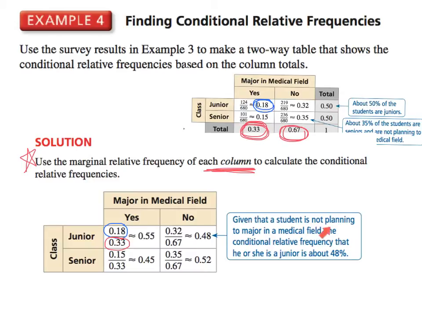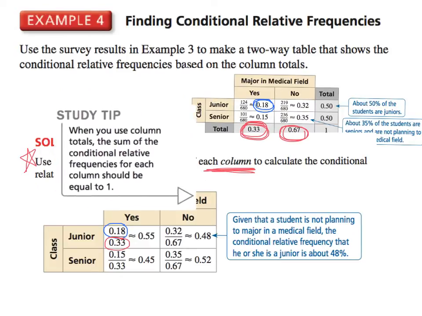Now, look at what it says here. Given that a student is not planning to major in a medical field, the conditional relative frequency is that he or she is a junior is about 48%. So that means we take the whole column of no. So 67% originally said no. Of that 67%, 48% would be a junior, 52% would be a senior. Once again, here's your study tip.